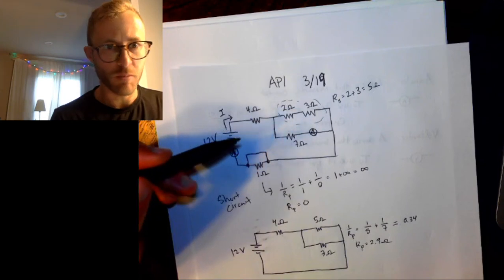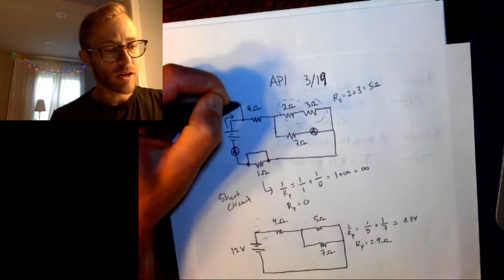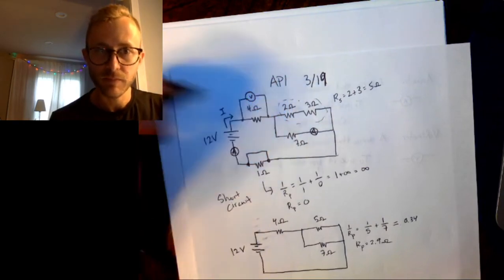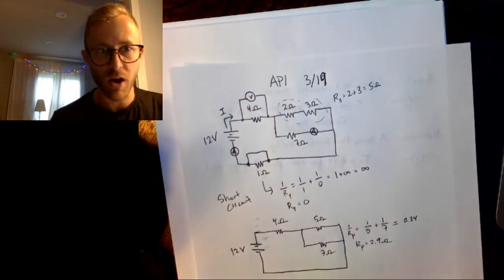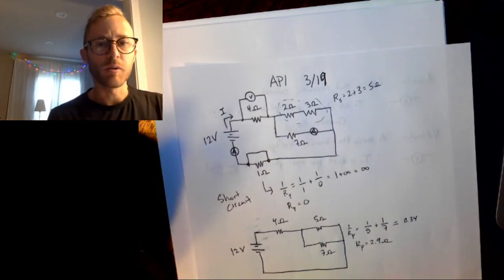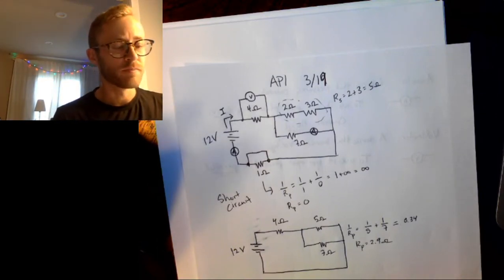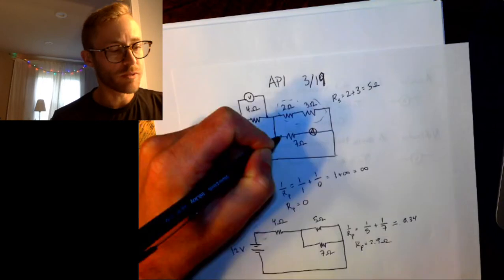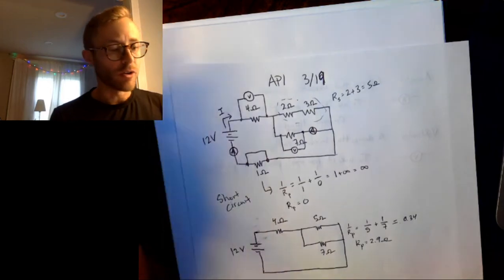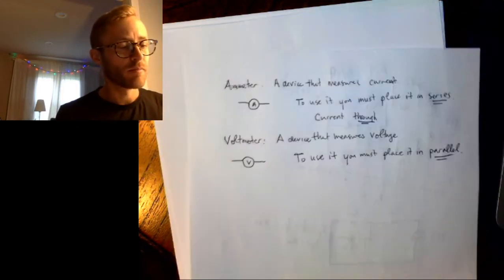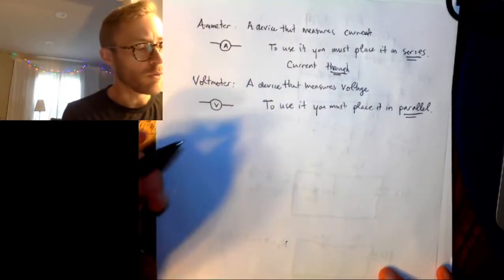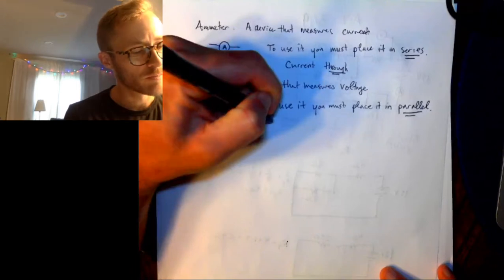But if I wanted to know how much voltage is that 4 ohm resistor getting, I would place the voltmeter in parallel with it, like that. That would tell me the voltage across the 4 ohm resistor. What if I wanted to know what is the voltage across the 7 ohm resistor? I would place a voltmeter in parallel with it, like that. Okay, so that's how you use a voltmeter, and you always are going to say the voltage across.